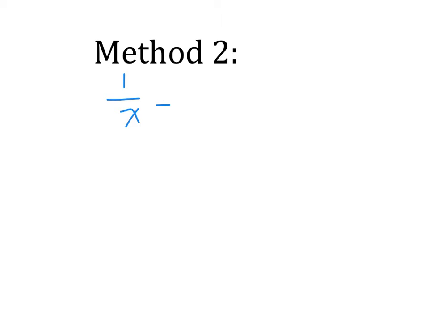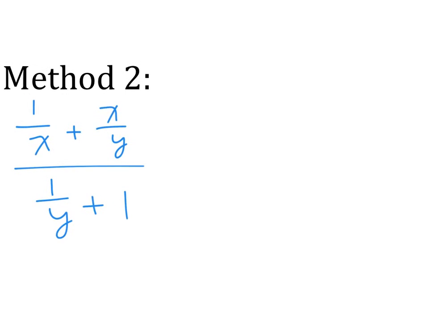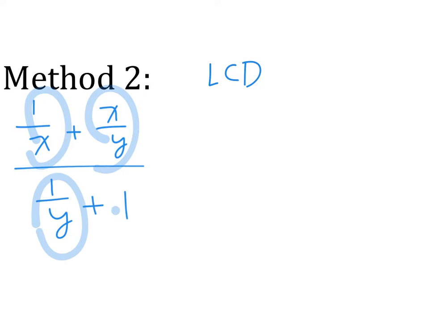(1 over x plus x over y) over (1 over y plus 1). Okay, so this is the same question again. The fastest way to do this problem is figure out the LCD among all 4 terms. 1, 2, 3, 4. We have 4 things, right? What is the least common denominator for all 4? xy. Correct. So then what I'm going to do is I'm going to multiply everything by xy.